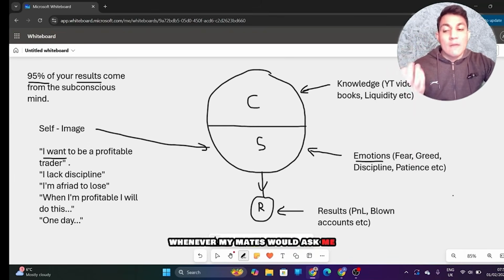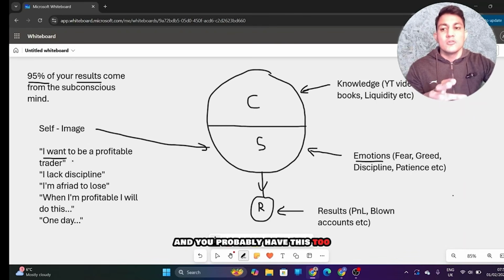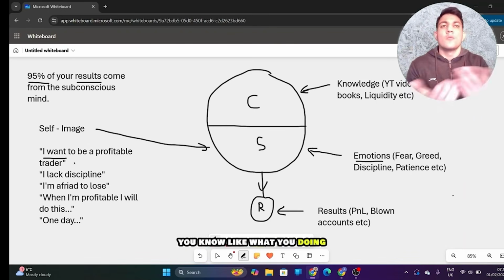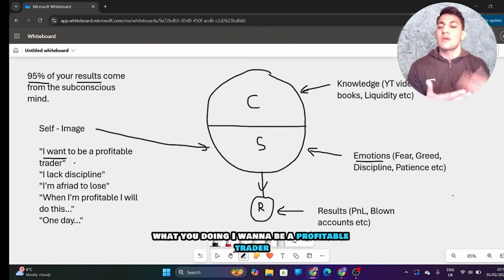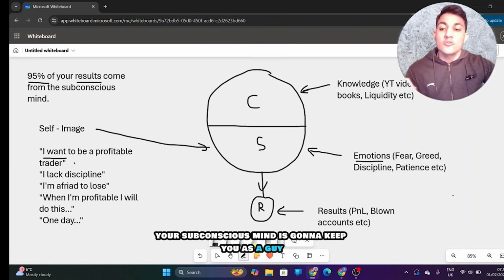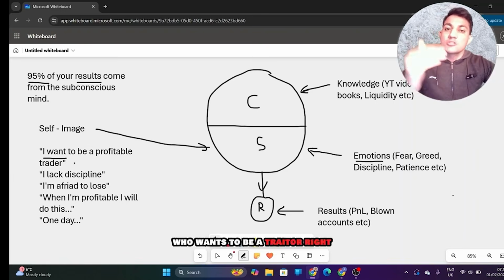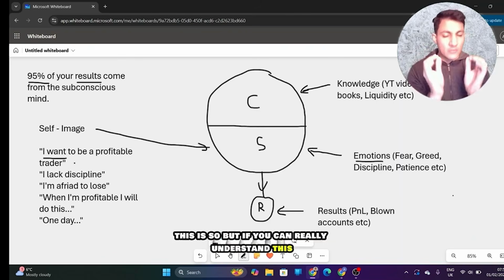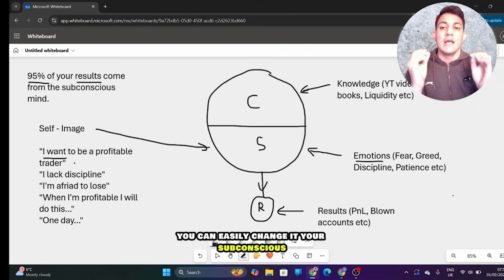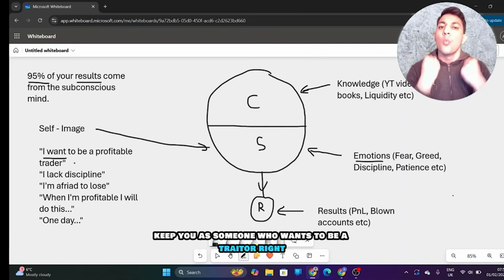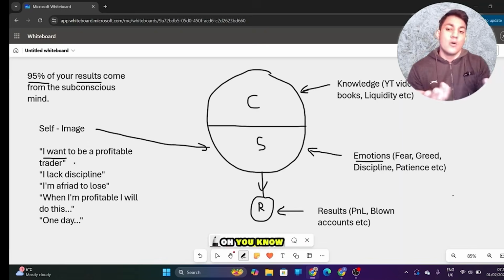Whenever my mates would ask me, and you probably have this too, what are you doing? Oh, I want to be a profitable trader. I want to be a trader. Your subconscious mind is going to keep you as a guy who wants to be a trader. If you can really understand this, you can easily change it. Your subconscious mind is going to keep you as someone who wants to be a trader. Oh, this is his identity.